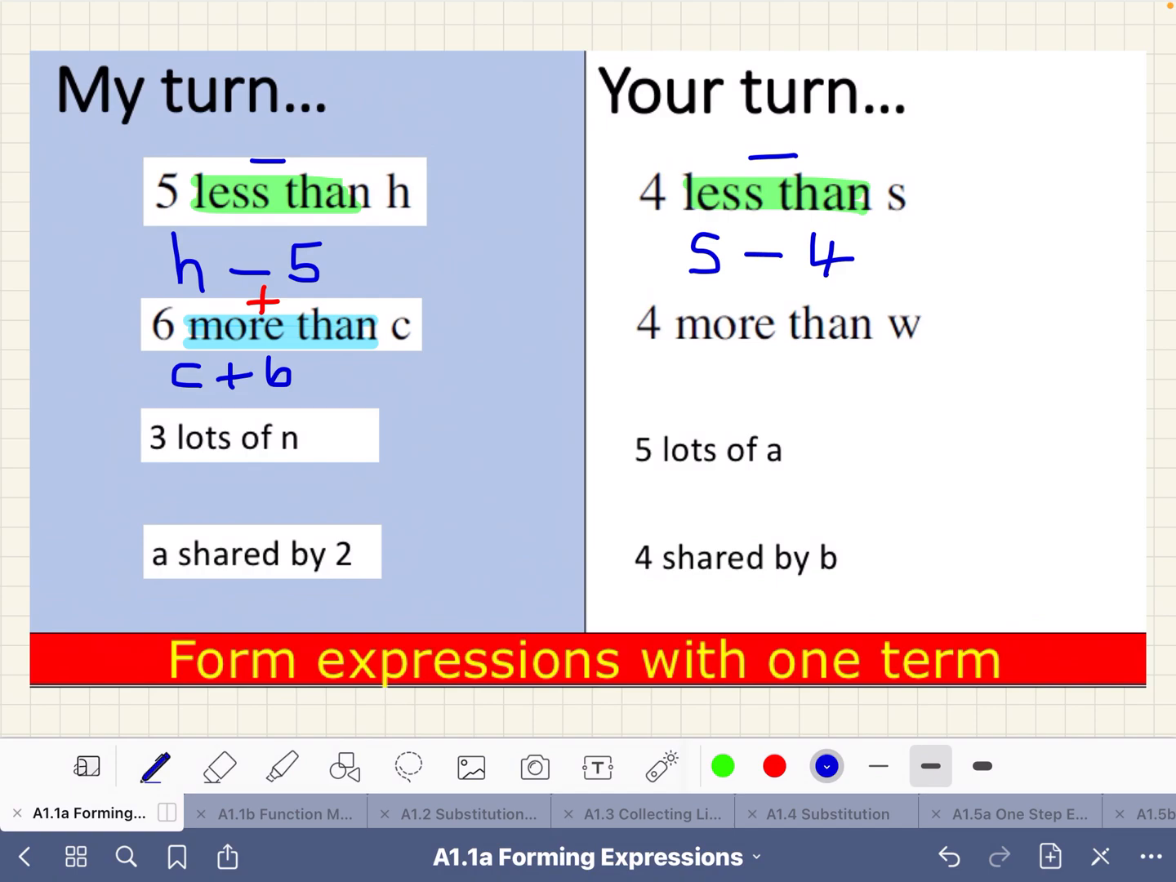4 more than W. I am given the letter W. More than suggests I'm increasing in value by 4. That means I need to add 4 to W.